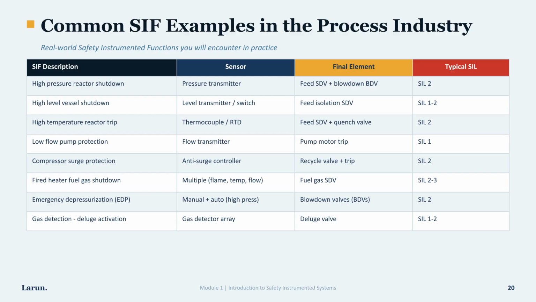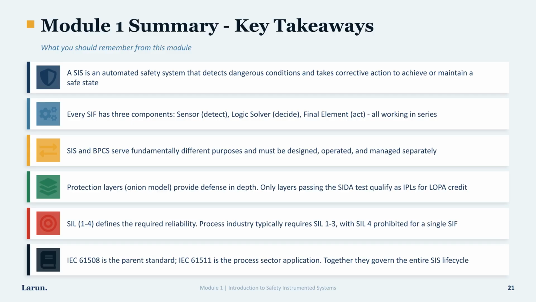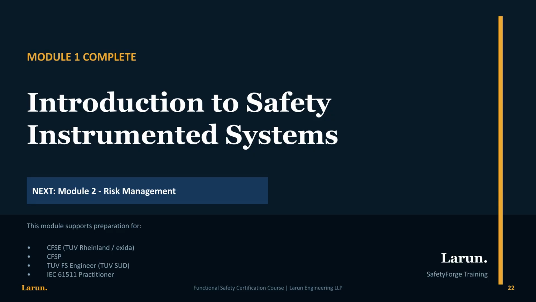This slide provides common SIF examples you will encounter in the process industry, such as emergency shutdown, high-pressure protection, and fired heater low-level shutdown. To summarize, a SIS is an independent automated system with three components: sensor, logic solver, and final element. It is governed by IEC 61511 and designed to achieve a specific safety integrity level, or SIL, for risk reduction. This concludes Module 1.